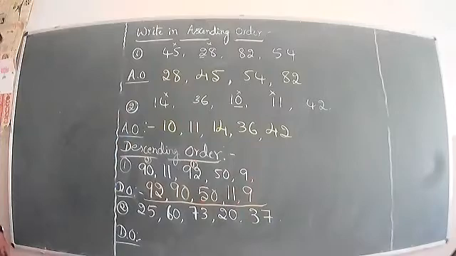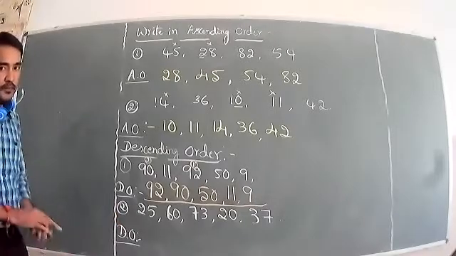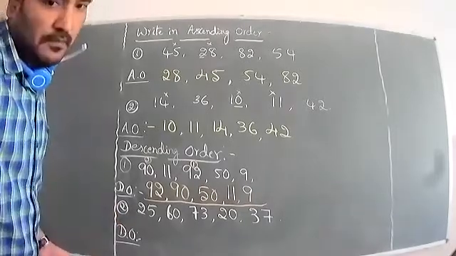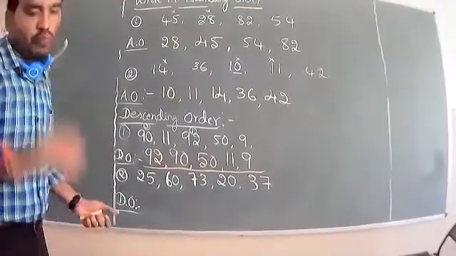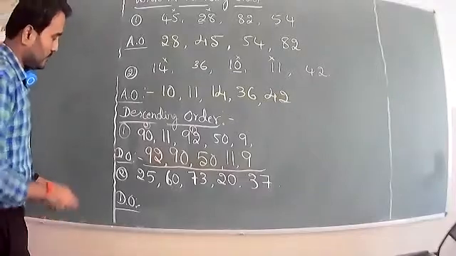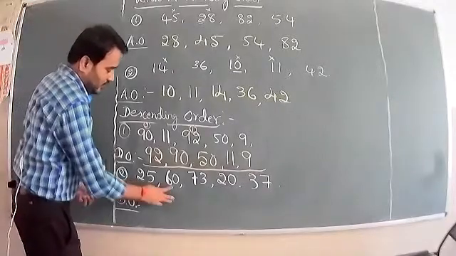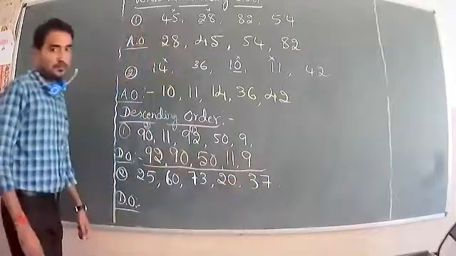This is the answer. Now I will go to the second question. First read the numbers completely. Now check the numbers. Here 25, here 60, here 73, here 20, here 37.